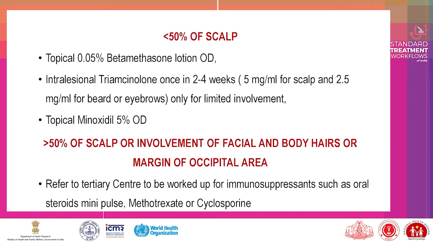Less than 50% of scalp: topical 0.05% betamethasone lotion OD, intralesional triamcinolone once in 2 to 4 weeks, 5 mg per ml for scalp and 2.5 mg per ml for beard or eyebrows, only for limited involvement. Topical minoxidil 5% OD. More than 50% of scalp or involvement of facial and body hairs or margin of occipital area: refer to tertiary center to be worked up for immunosuppressants such as oral steroids, minipulse, methotrexate or cyclosporine.